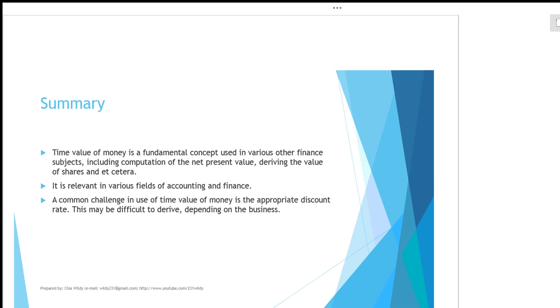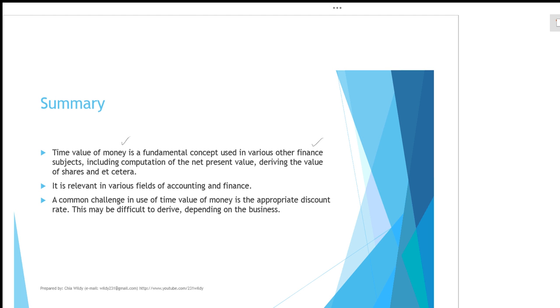So I've covered the present value of future cash flows, and you find that you could use a discount table to calculate present value. You could use an annuity table to calculate present value. Both are extremely useful. It makes your work easier, especially if you're taking an exam. This concept is fundamental in many other finance subjects because we also use the same method to calculate net present value, and also to calculate the value of shares and so on. It's relevant in other fields of accounting and finance.